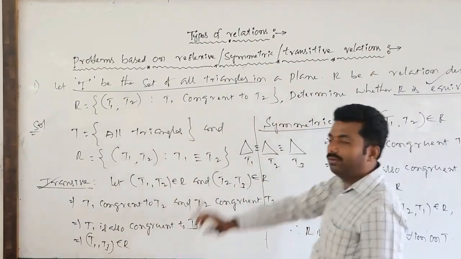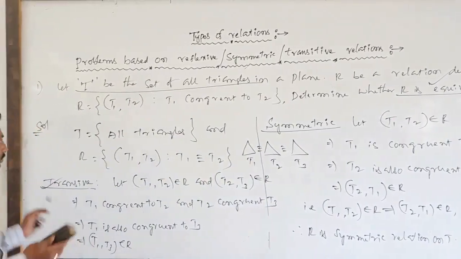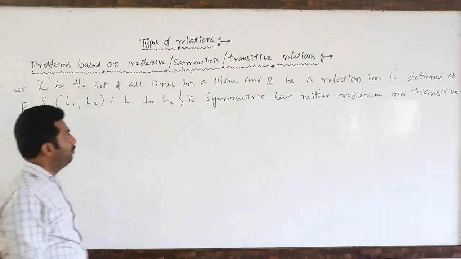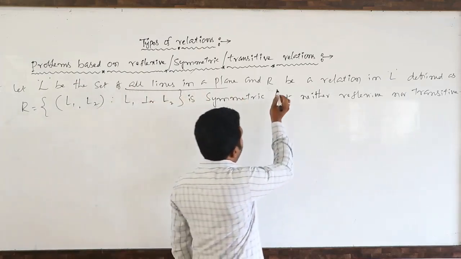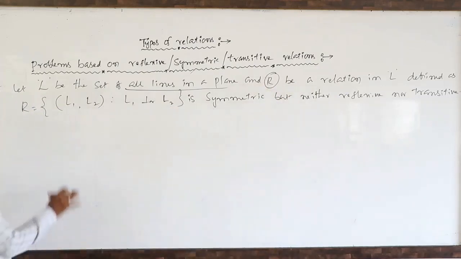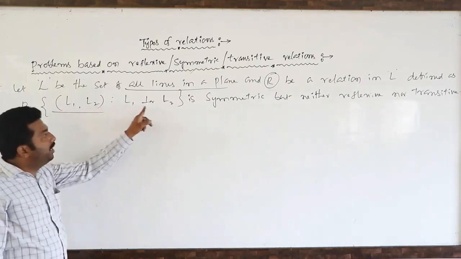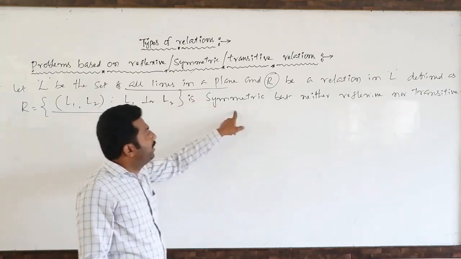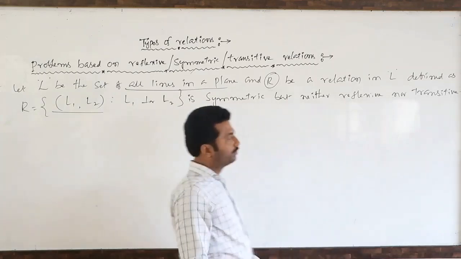So like that we have to verify whether a relation is an equivalence relation or not. Next question. Let L be the set of all the lines in a plane. On this non-empty set, capital R is a relation defined on capital L. How is it defined? For a pair of lines L1 and L2, the relation between the two lines is L1 is perpendicular to L2. So we have to prove that R is symmetric but neither reflexive nor transitive. See.